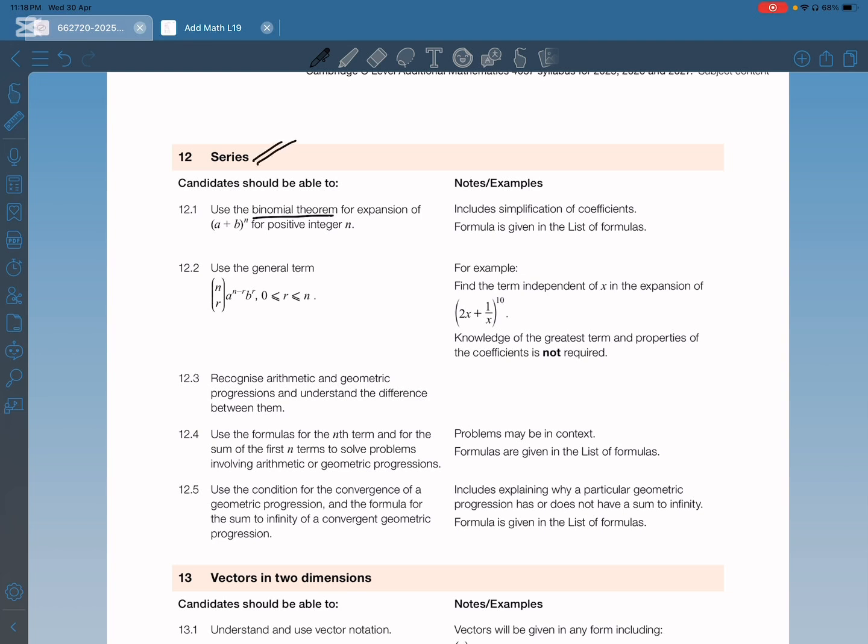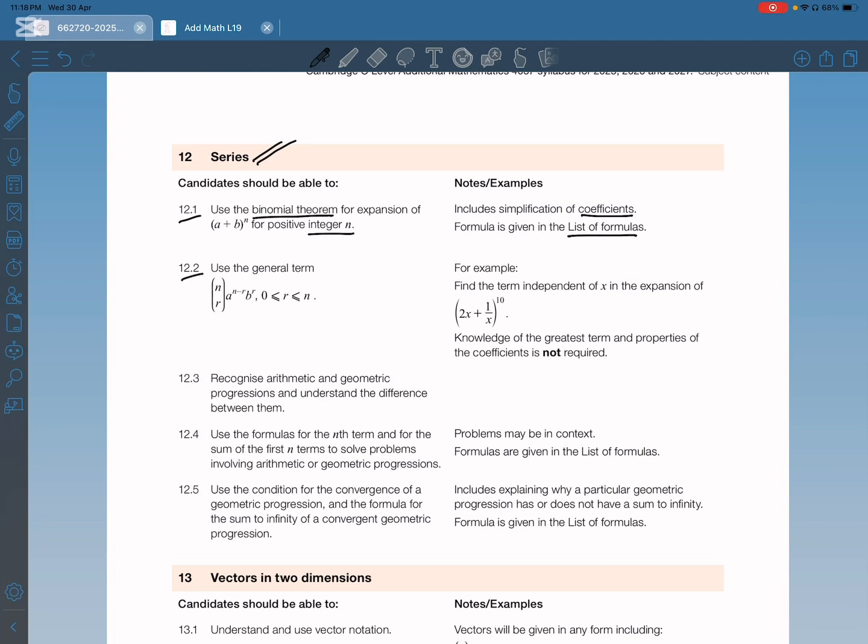So what does the syllabus statement say? 12.1 states to use the binomial theorem for the expansion of (a + b)^n for positive integer n. This includes the simplification of coefficients. The formula for the binomial theorem is given in the list of formulas.